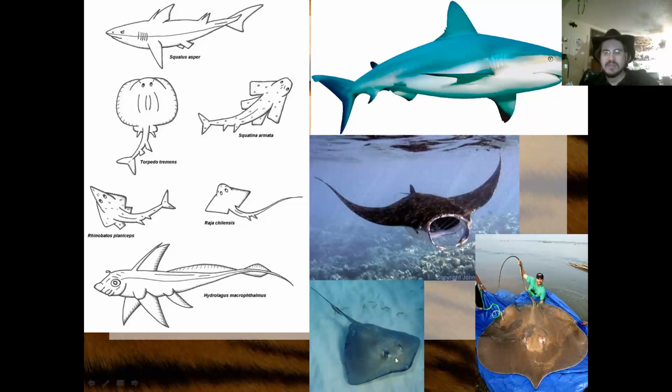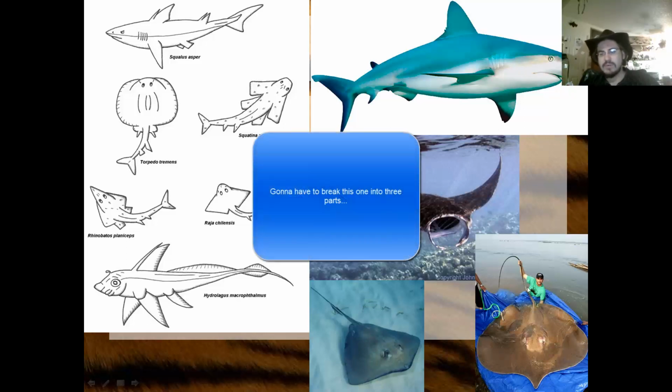So this is a little marine ray here. And this is actually a river stingray, which is pretty cool. So cartilaginous fish. Your go-to example is going to be the shark, because everybody knows the shark.